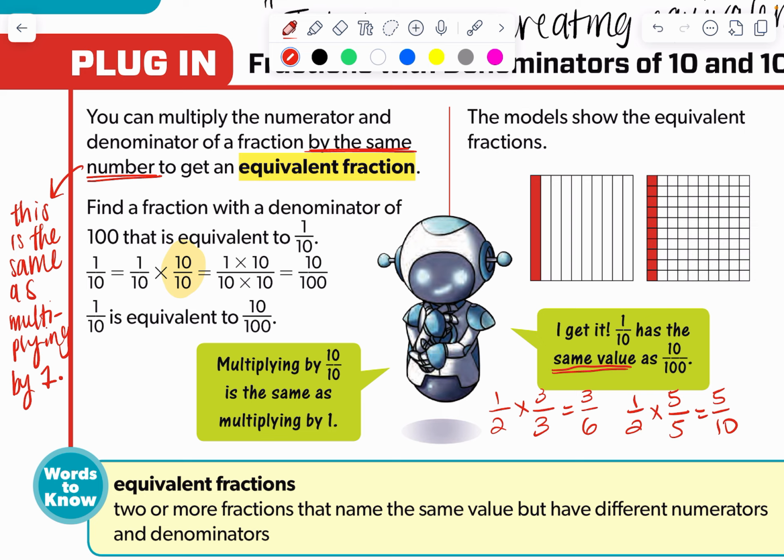3 out of 6 is half of, let's say, a pizza. 5 out of 10 is also half of a pizza. 1 out of 2 is also half of a pizza. All of these fractions, 3/6, 5/10, and 1/2 are equivalent. Whenever you want to create an equivalent fraction, you have to multiply the numerator and the denominator of that fraction by the same number.